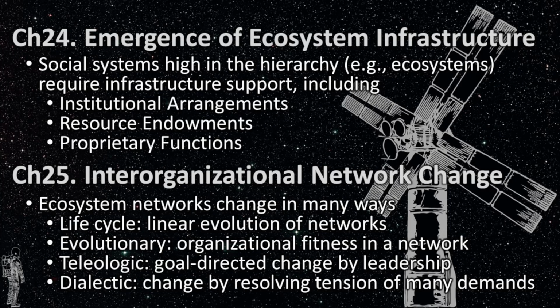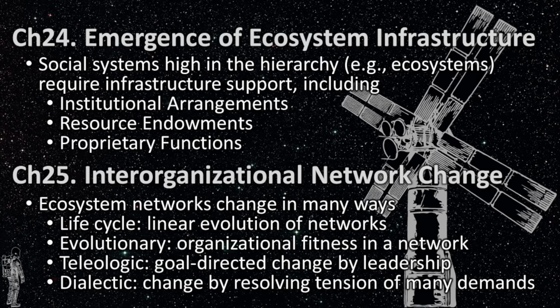Chapter 24 is entitled Processes of Emergence and Change in Industry and Ecosystem Infrastructure. Larger organizational structures like ecosystems are based on social hierarchies, as I've been showing you at the end of the most recent videos in this series. These systems rely on a set of resources and elements we call industry infrastructure. This infrastructure is not limited to physical systems of transportation, ports, electrical grids, and other things we commonly think of when we hear the word infrastructure. Industry infrastructure elements fall into 3 broad categories of institutional arrangements, resource endowments, and proprietary functions.